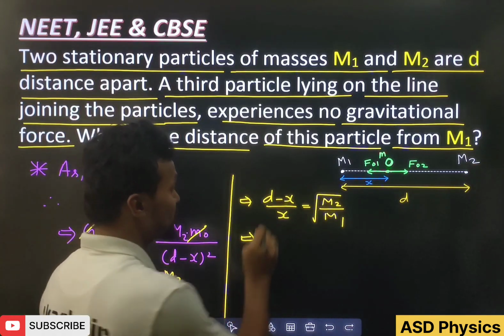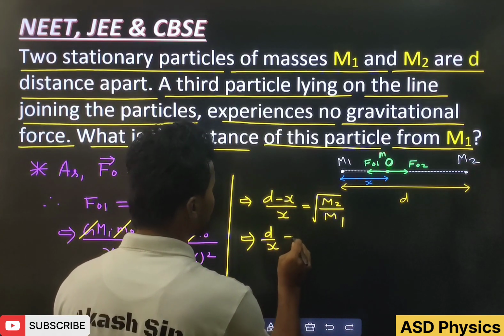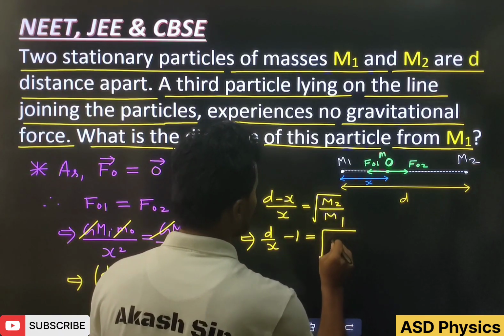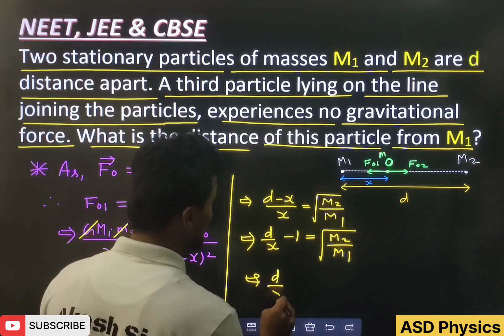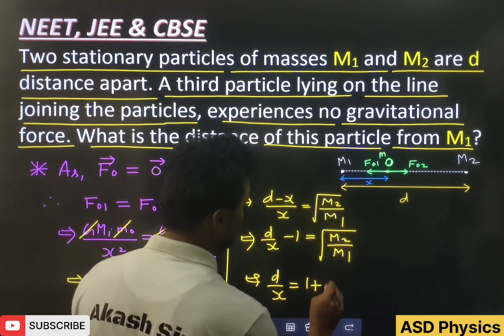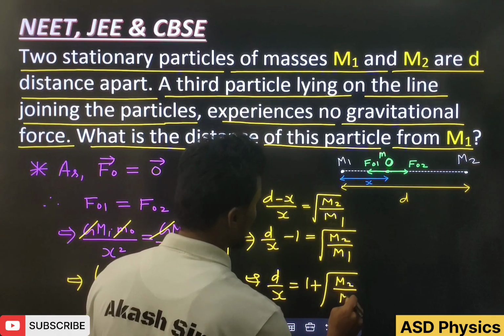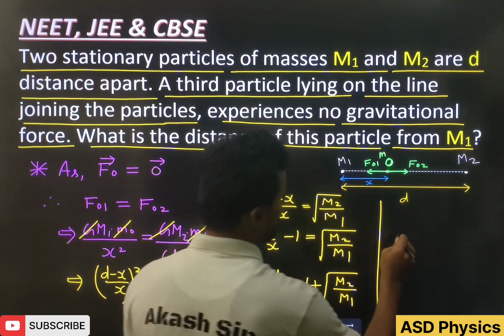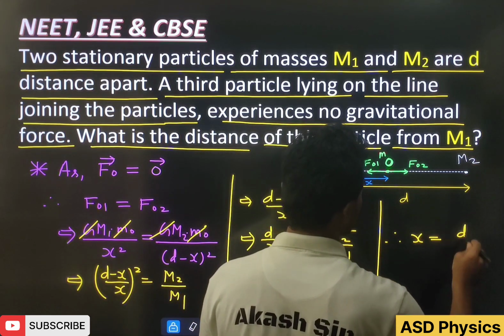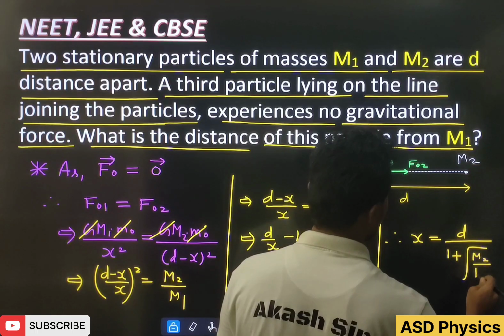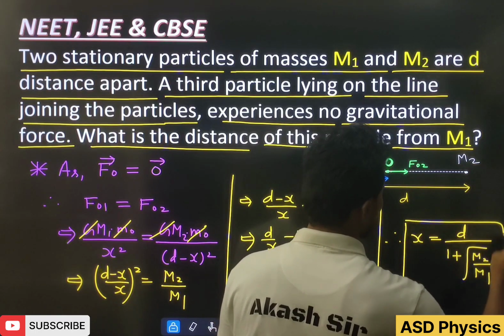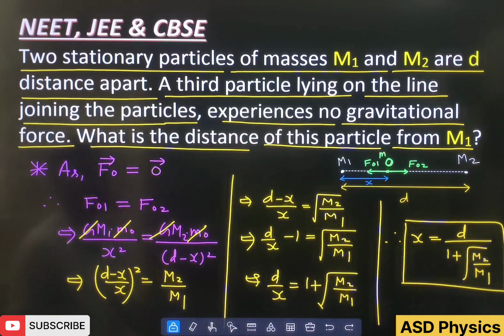Now what we can write here, students, this will become d by x minus x by x means 1 is root m2 by m1. Next we can write d by x is equal to 1 plus root m2 by m1, important. And finally I can write, hence x equals d by 1 plus root m2 by m1. Very, very important formula: x equal to d by 1 plus root m2 by m1.